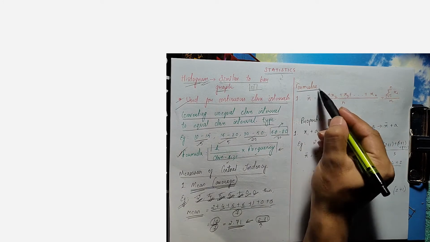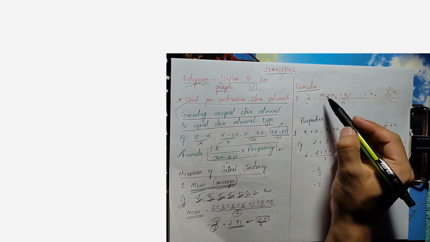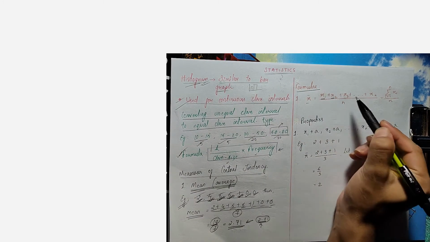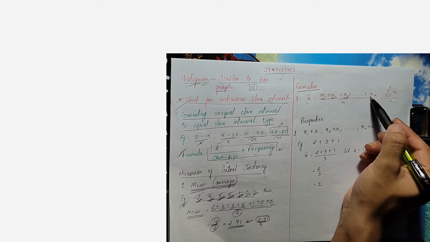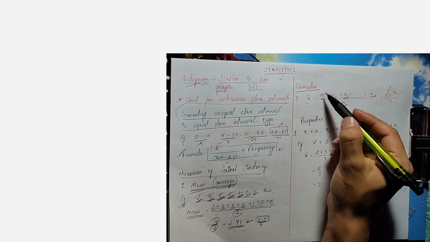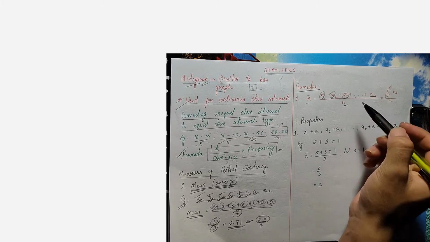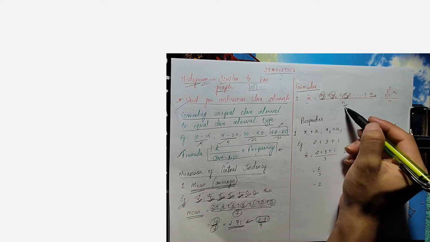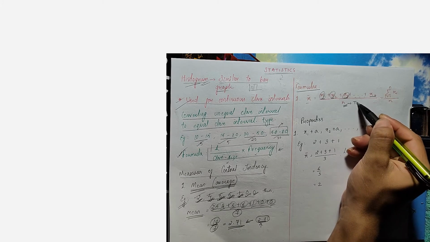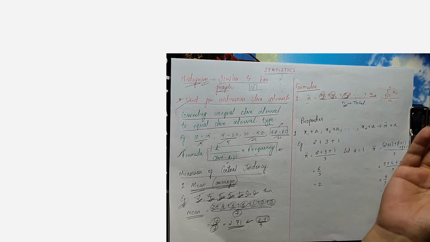So let us now discuss the formula of the mean. Now the formula of mean is x1 plus x2 plus x3 all the way up to xn divided by n, where x1, x2, x3 are nothing but the values that were given, divided by n. n is nothing but the total number of observations.